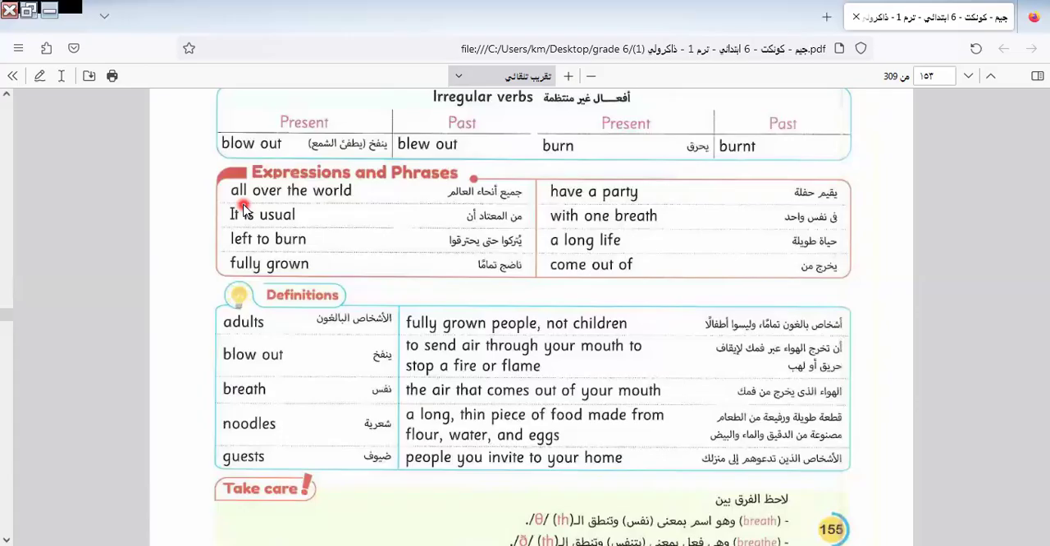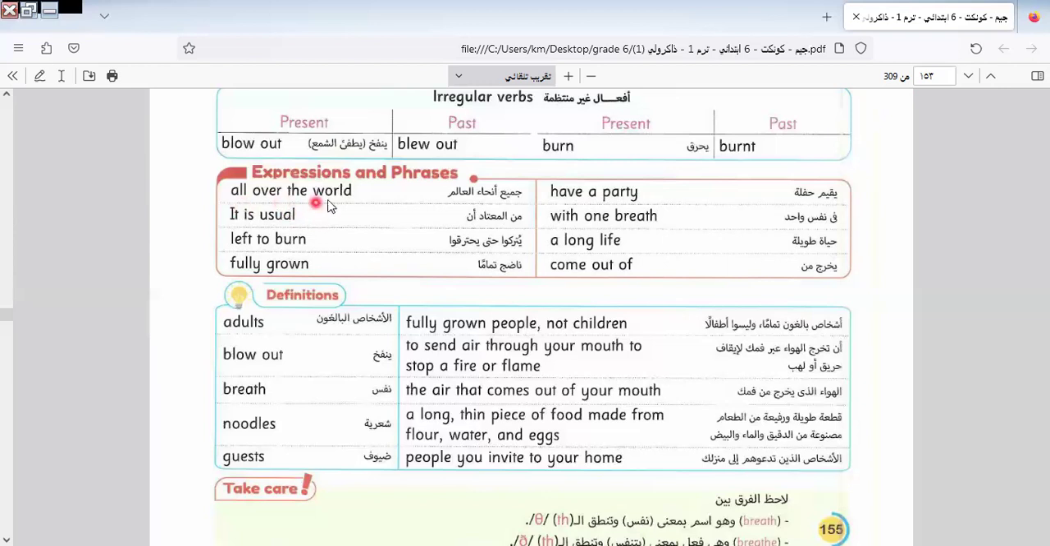And English is improved by what? By reading more, listening more, and speaking more. So when we want to improve our language, we must listen, we must speak, we must read. Reading improves your language.